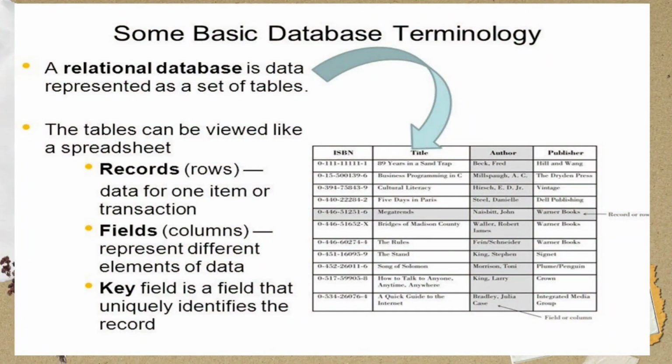So here is one example of basic database terminology. As you can see, a relational database is data represented as a set of tables. The tables can be viewed like a spreadsheet. The first records, or rows, are data for one item or transaction. The fields, or columns, represent different elements of data like the code, the title, the author, and the publisher. And then the key is the field that uniquely identifies the record.